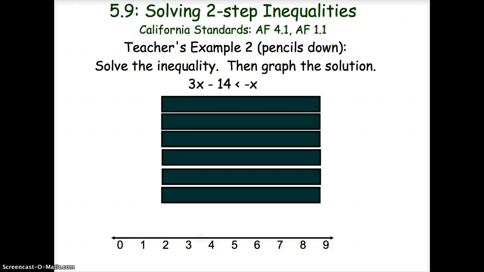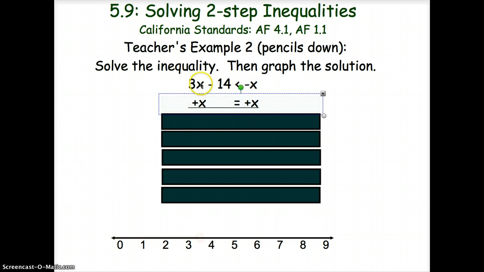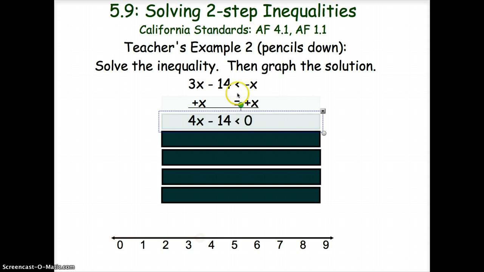Teacher example 2, again we're solving that inequality and graphing the solution. Notice here, however, we have two variables. So our first job is to get the variables together. The 3x is positive, so I can either subtract 3x from both sides, or with this negative or minus x, I can add x to both sides. I tend to like to work with positives better, so I'm going to add x's. Remember, put a 1 in here if it helps you. 3x plus 1 more x is 4x. Okay, we've canceled everything out here, so we're left with 0.